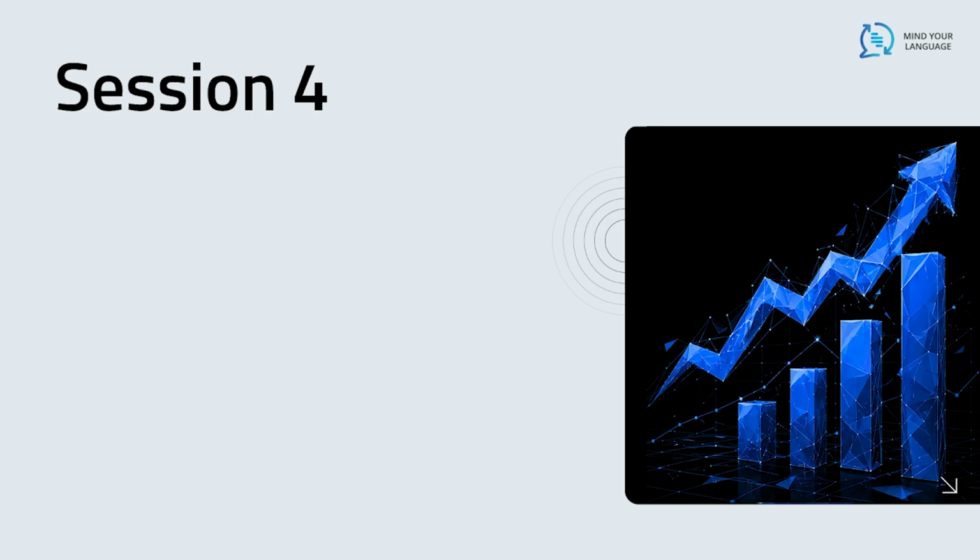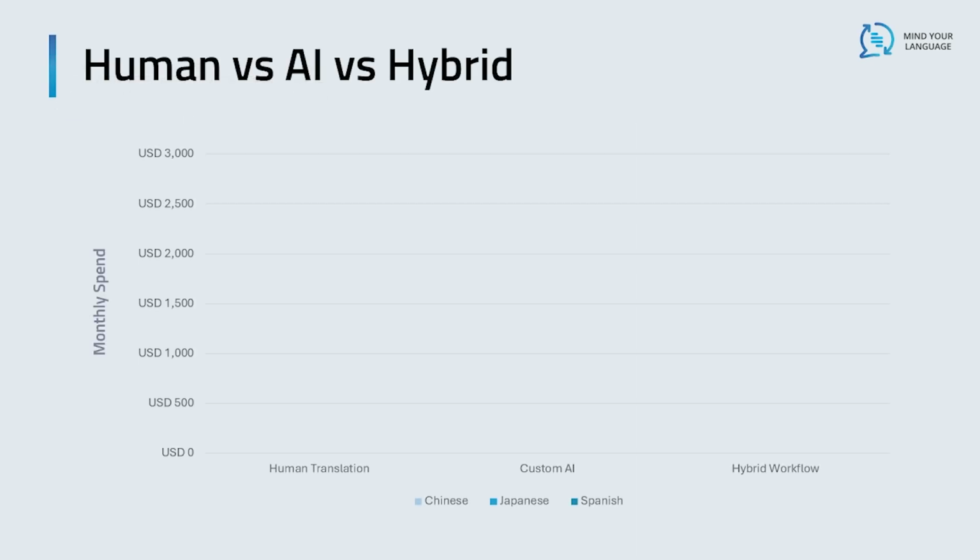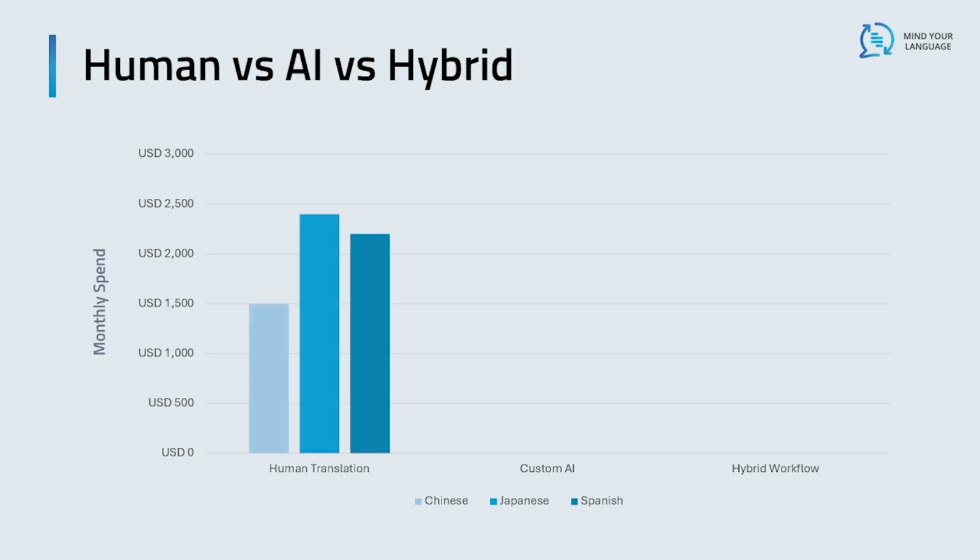When organizations start exploring AI translation, the first question they usually ask is, what is the return on investment? Well, let's break this down. Traditional human translation typically costs between 10 and 20 US cents per word, depending on the language and subject matter. For companies producing large amounts of content, websites, documentation, or product descriptions, those costs can add up quite quickly. AI translation dramatically changes this equation.